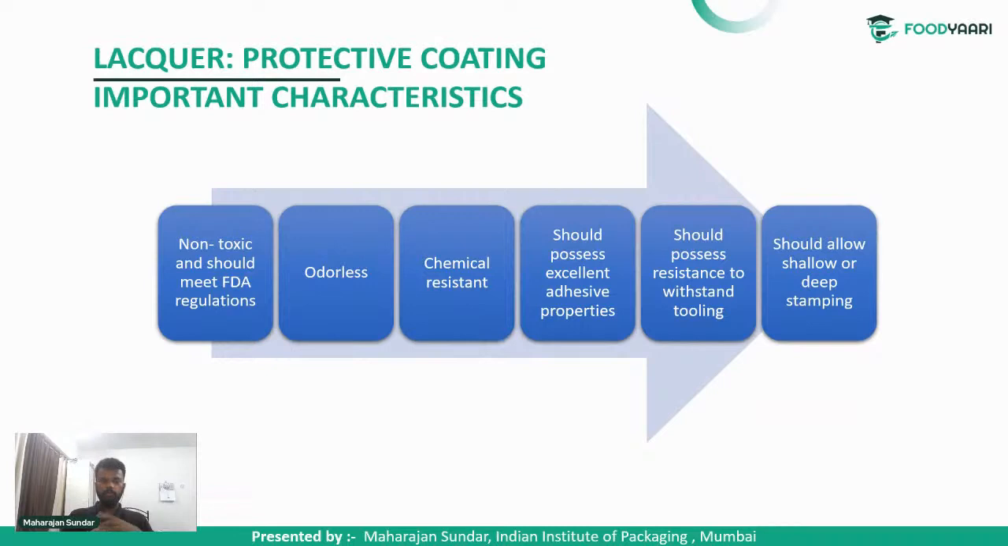This lacquer coating should be non-toxic, and it should meet FDA regulations. It should not give unwanted odor. It should give chemical resistance. It should possess excellent adhesive properties with the metal container, and it should possess resistance to withstand tooling. For example, after opening it, we take a rasamalai or gulab jamun using a spoon. If we are taking 10 pieces by scratching the inner part of the container, the coating should not get removed, so it should withstand tooling and should allow deep drawing or stamping.